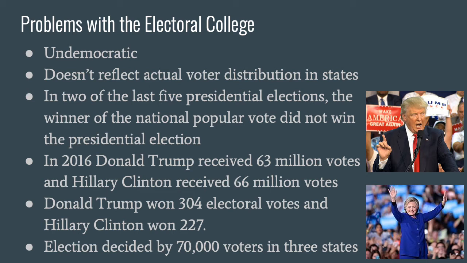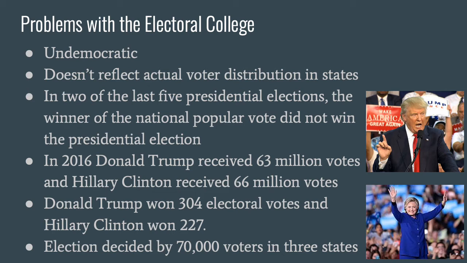So, for example, in 2016, which is one of those years, Donald Trump got 63 million votes across the United States of America, and Hillary Clinton got 66 million votes across the United States of America. So Hillary beat Donald Trump by 3 million voters, approximately. On the other hand, with the Electoral College, Donald Trump won 304 electoral votes and Hillary Clinton won 227.